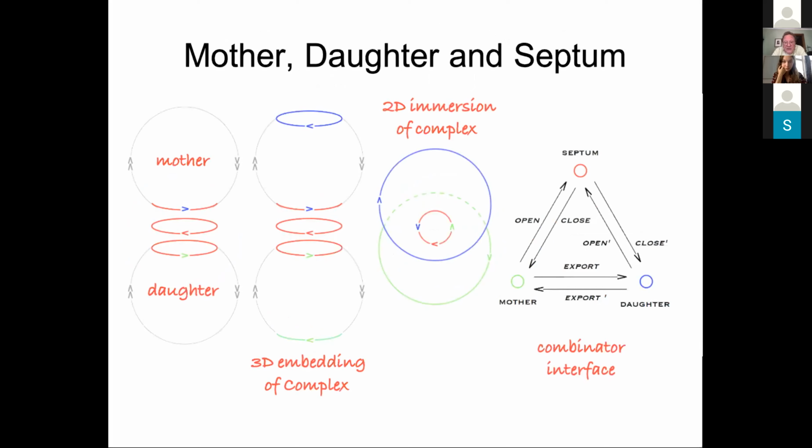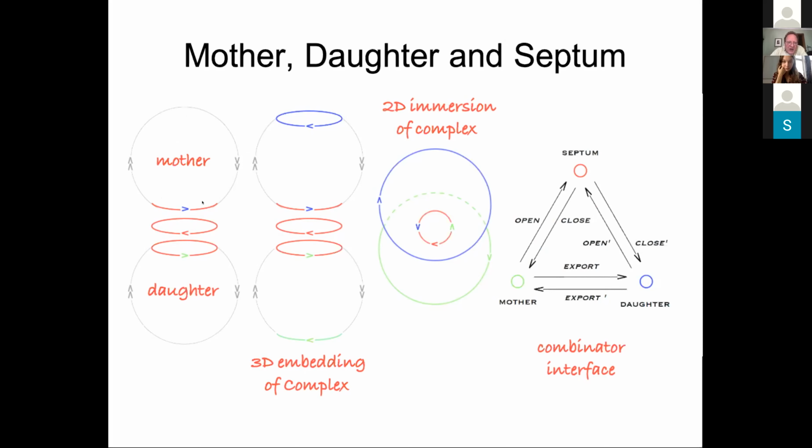membranes of cells which are capable of binary fission. So on the left here, I'm showing you a picture that's loosely inspired by real biology. This is a sphere. This is the mother cell. This is a second sphere. This is the daughter cell.